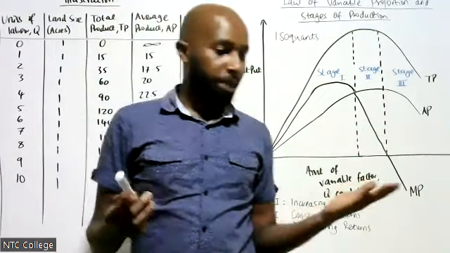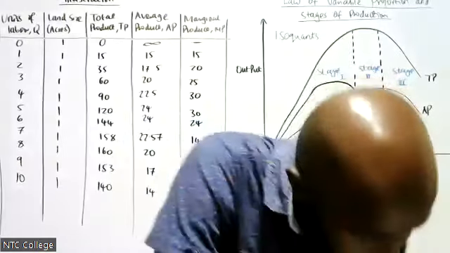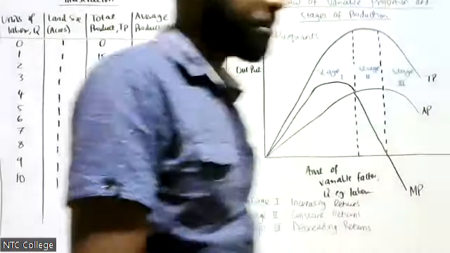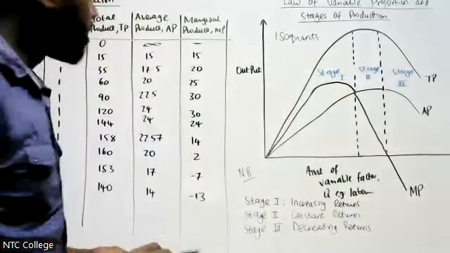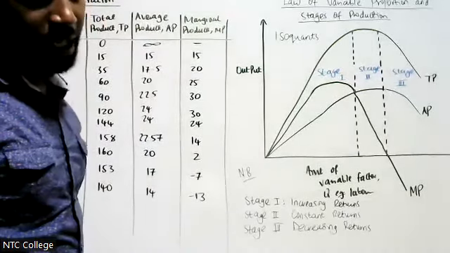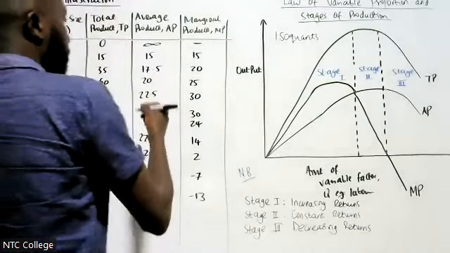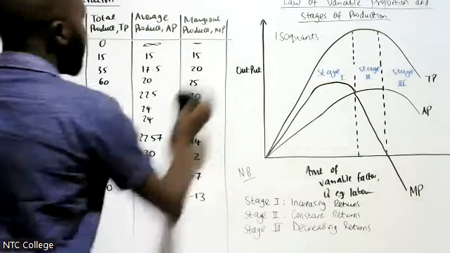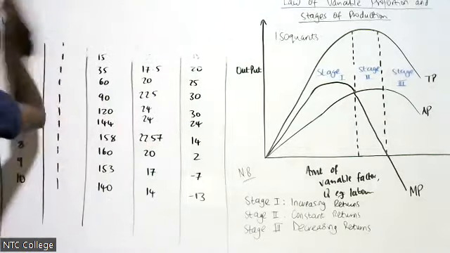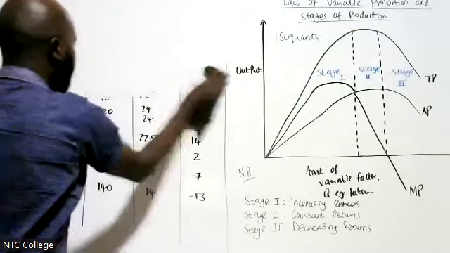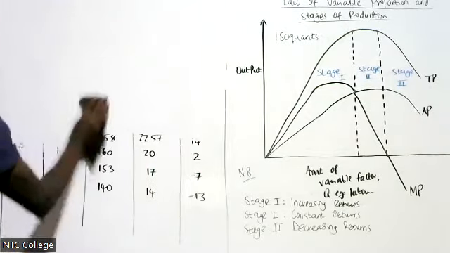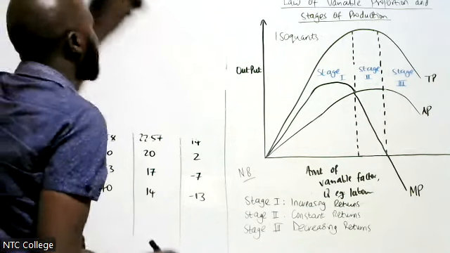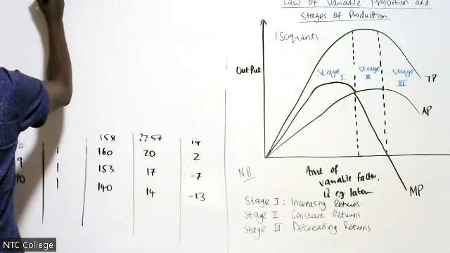I want us to focus on the last bit. I want us to look at applications of the law of variable proportion. The last bit for today is going to cover the applications of the law of variable proportion. As much as I've talked about it so much, you might not have a good idea as to where it is being used. So where do we use the law of variable proportions? Applications.